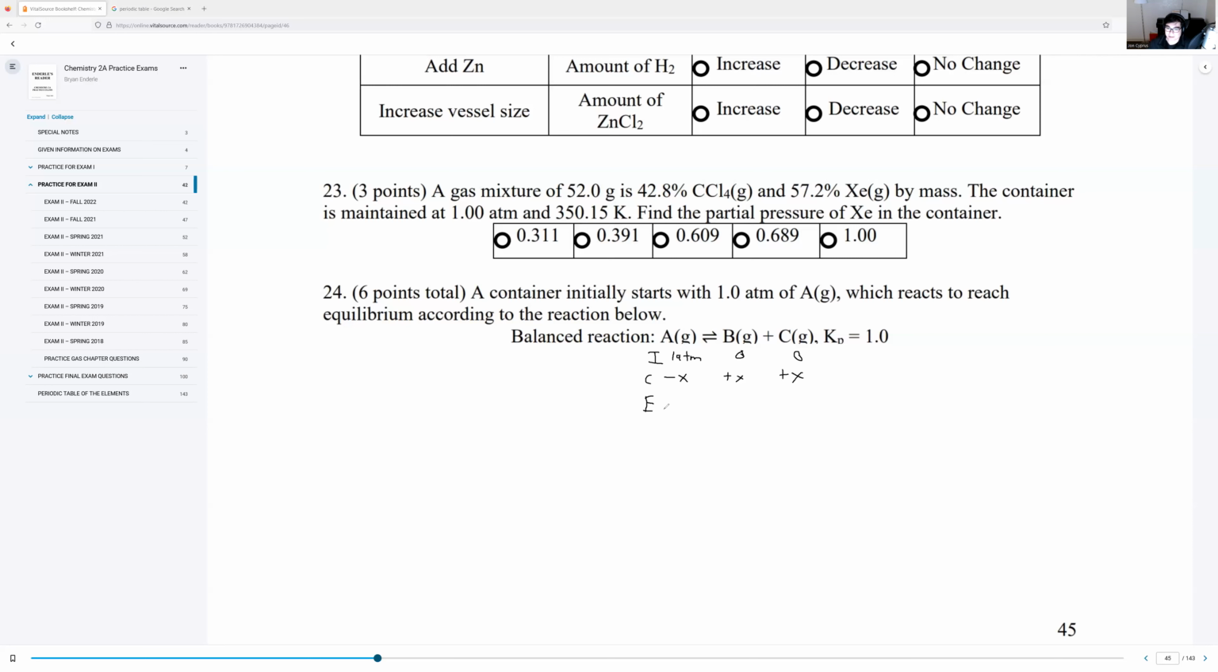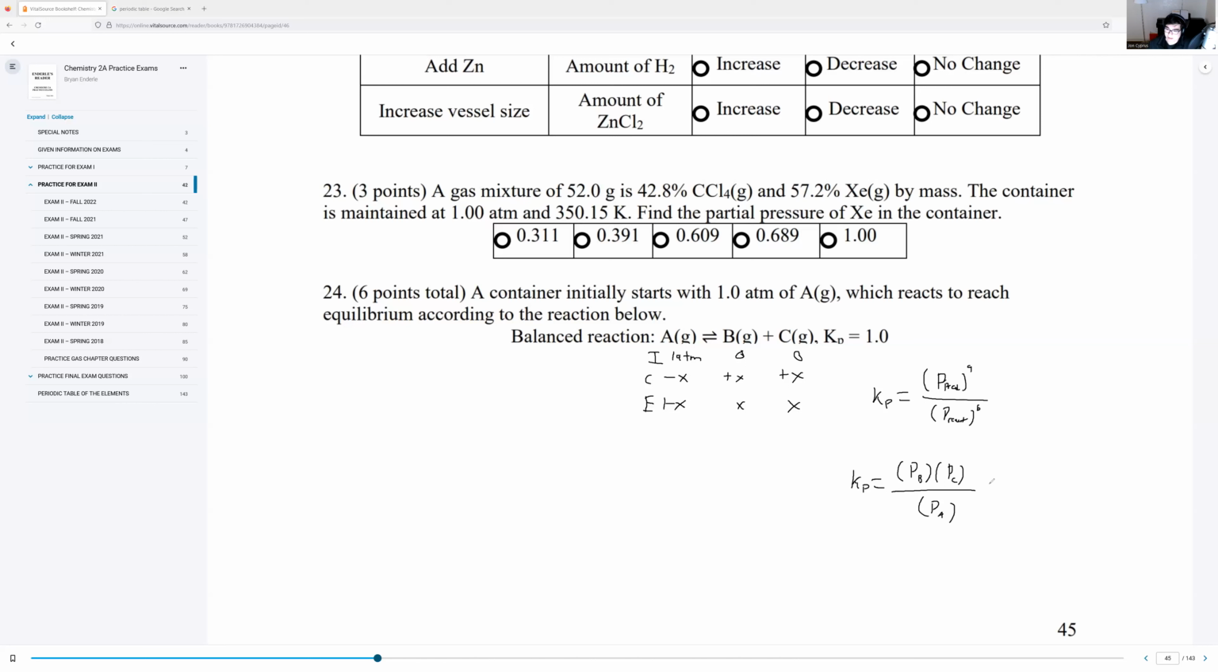At the end here, you get 1 minus x, x, and x. Now, you have your Kp, so your Kp is like Kc, except just written with partial pressures. So it's the partial pressure of products over the partial pressure of the reactants. In this case, Kp is equal to the partial pressure of B to the first power times the partial pressure of C to the first power over the partial pressure of A to the first power. They're all coefficients of 1.